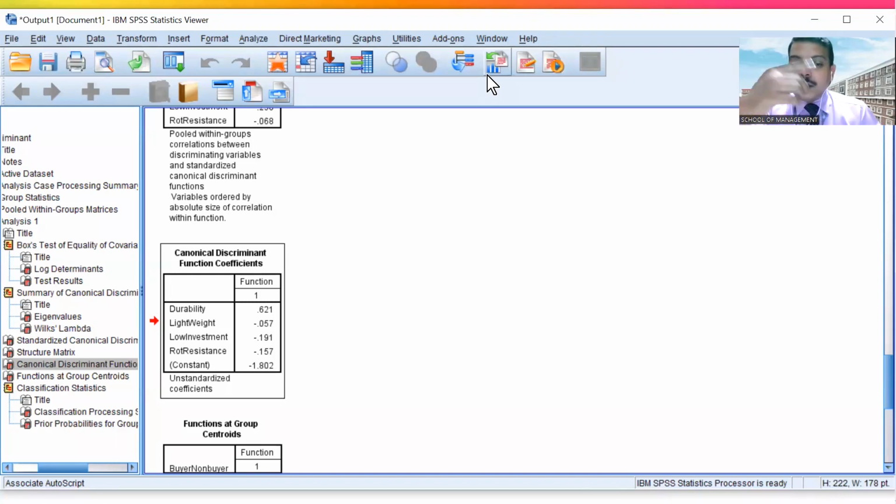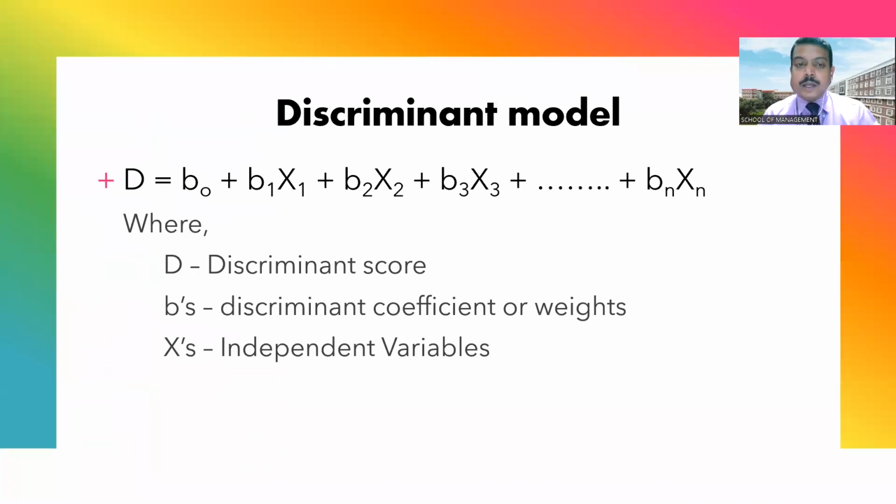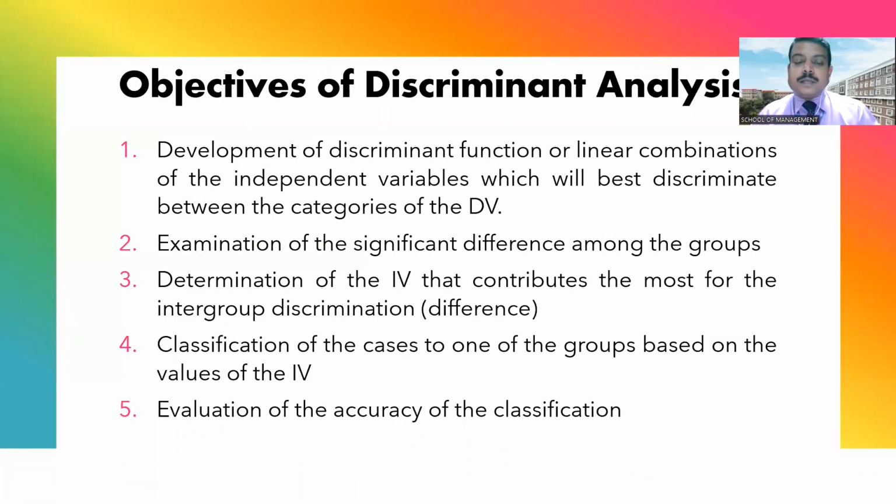Sorry, I reversed it. Durability is our first factor. So it is 0.621 into x1, and then it goes minus 0.57 into x2, and it goes on like that. So this is how we form the discriminant function. This model we need to create. So that is our first objective.